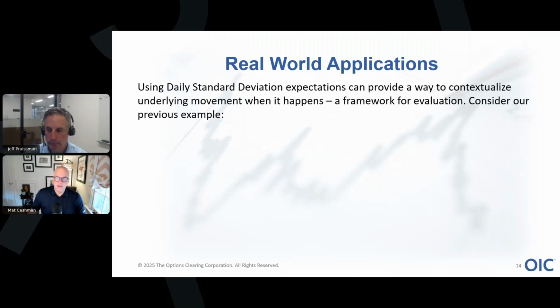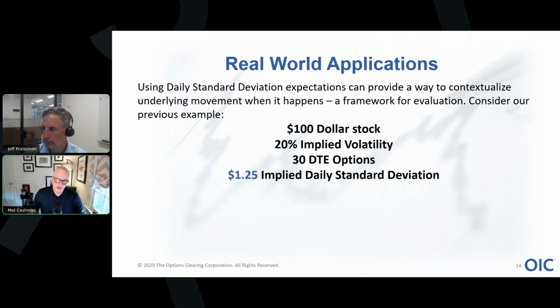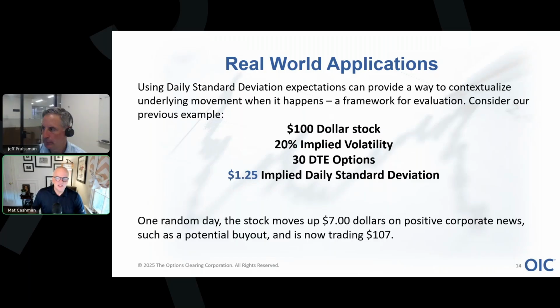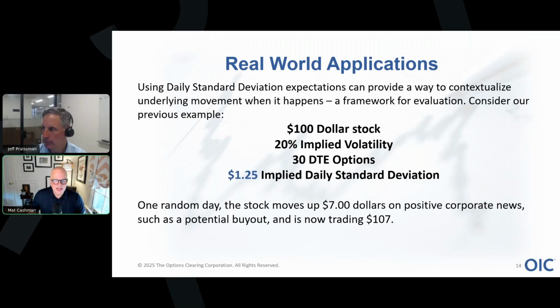The way that standard deviations can be used is that you can use it as a framework for evaluation as to what the market is considering and not considering going forward. Remember what we talked about, $100 stock, 20 implied vol, 30 days until expiry. You've got $1.25 of implied standard deviation. Now let's assume on some random day, the stock is up $7.